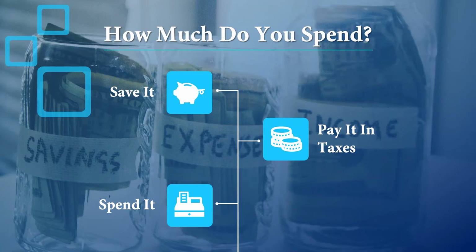Not sure how much you're currently spending? The easy way to look at spending is to think of your money always going to one of 3 places. You either save it, you pay it in taxes, or you spend it. Even if you don't think you spend it, then any surplus cash flow should show itself in your savings account balances.